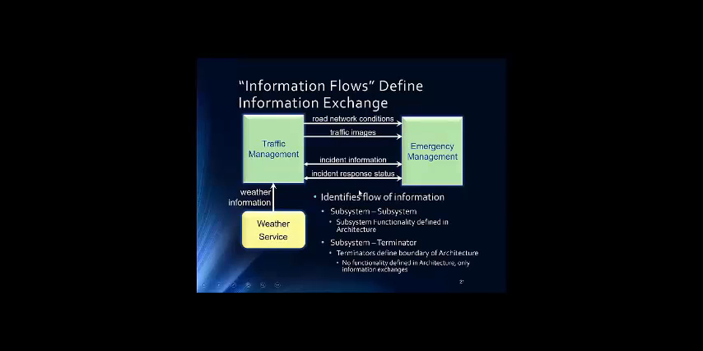There are information flows defined within the architecture that help you think about how information flows from one subsystem to the next. So for example, here you see a weather service pushing weather information to a traffic management subsystem, which then can push this information to emergency management agencies, but also collect information from emergency management subsystems about where incidents have occurred.